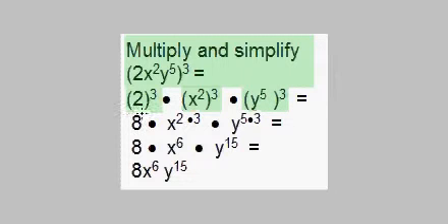2 to the third is just 2 times 2 times 2, or 8. x squared to the third, we multiply exponents. Remember the power to a power rule. You multiply the powers together. Y to the fifth raised to the third, same thing. Multiply exponents, get y to the 5 times 3. We simplify these and we get 8 times x to the sixth times y to the 15th, which we can just write as 8x to the sixth, y to the 15th.